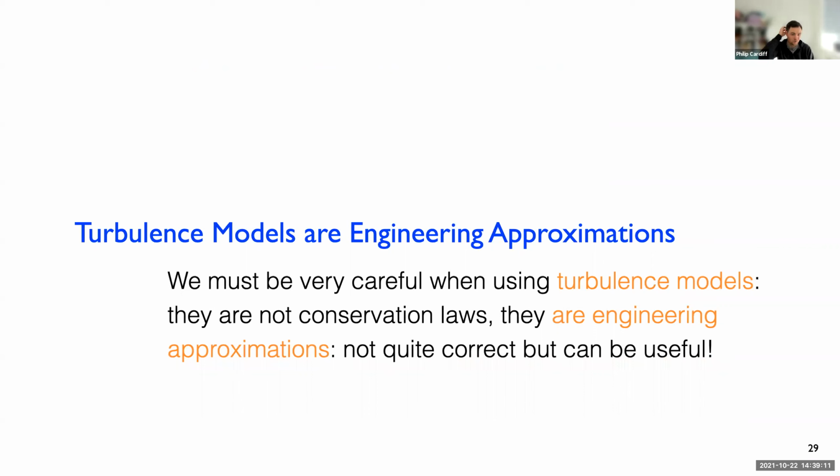It's worth reminding you as well that turbulence models are engineering approximations. So the people who came up with these were just trying to find things that worked well for the experiments they performed. So they're not exact governing equations or conservation laws, they're just engineering approximations, which means they're not quite correct, but they can be useful. So if you use the wrong turbulence model in the wrong scenario, you could get very wrong results.